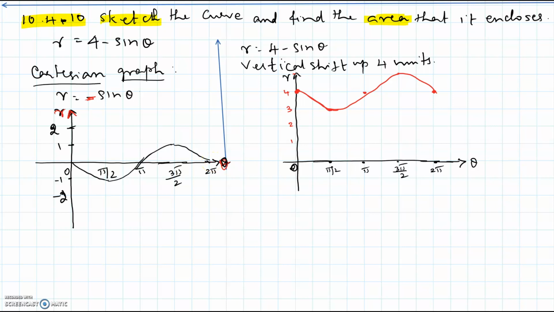Then we consider the actual Cartesian graph of 4 minus sine theta, which, as I said earlier, is the vertical shift of negative sine theta by 4 units. The graph is shown here, 4 minus sine theta. This graph is the red one. So we are going to convert this to a polar graph.